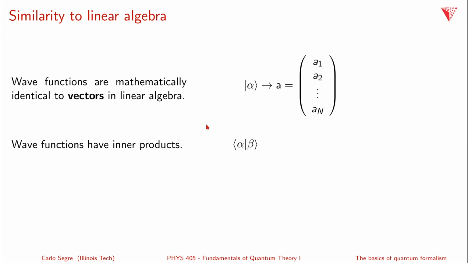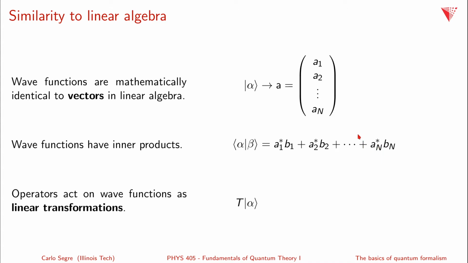Wave functions have inner products. We'll define the inner product a little bit later. It's written like this, with a bra alpha and a ket beta, and that's equivalent to writing the product of two vectors, which becomes a scalar. So that's a scalar product. It's A1 star B1 plus A2 star B2 and so on to An star Bn.